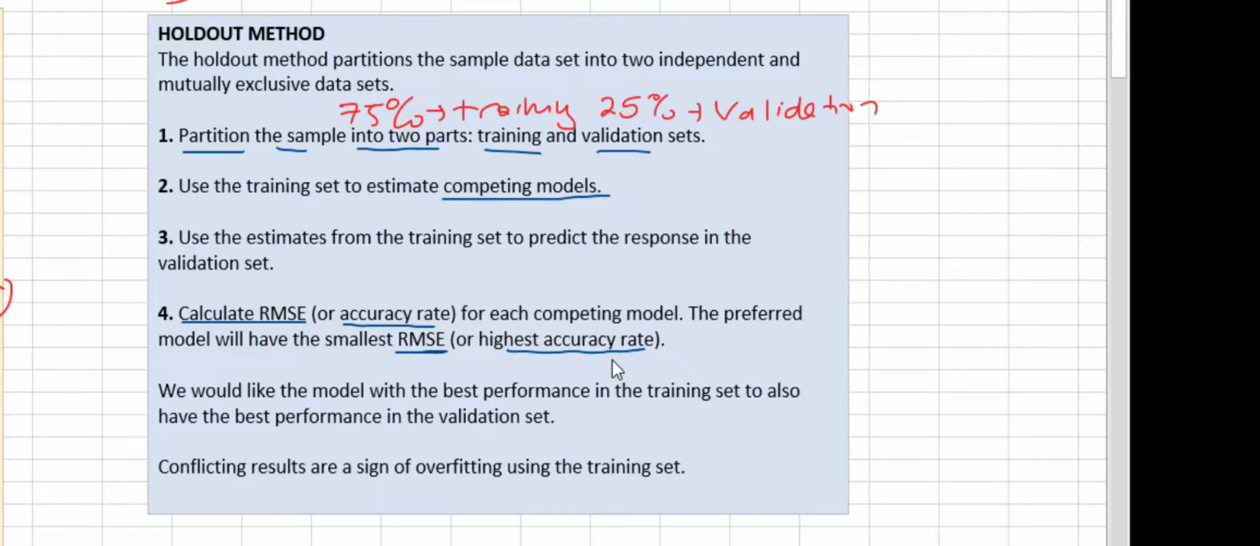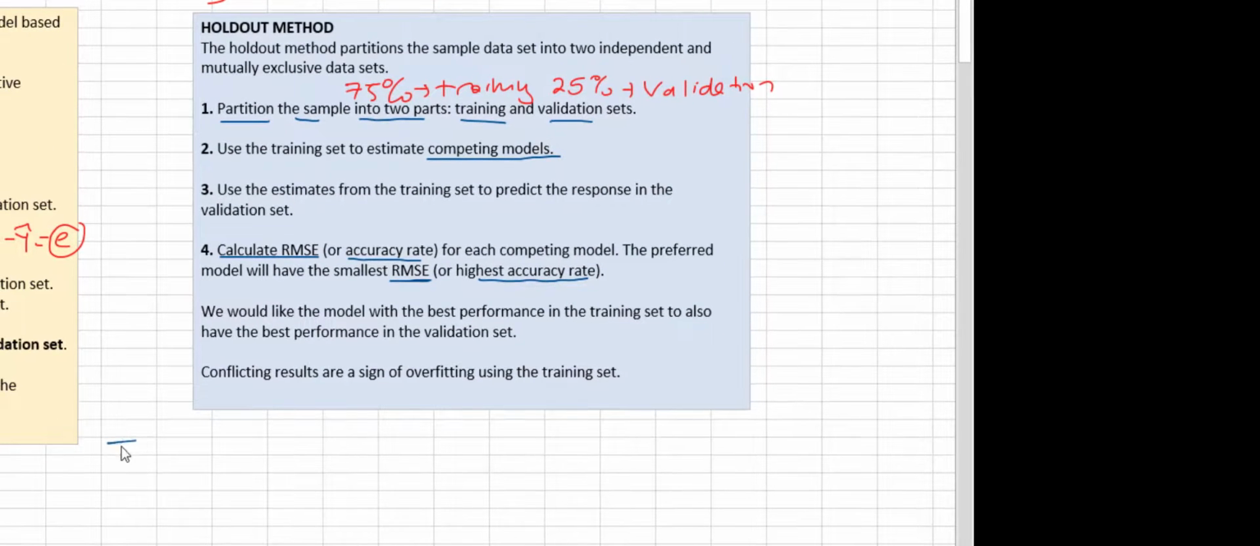Ideally, we would like the model with the best performance in the training set that we measured by adjusted R-square also have the best performance in the validation set. For example, we would like that the linear regression model with the highest adjusted R-square also have the lowest root mean square error in the validation dataset. And if you find conflicting results between the two, then you may have the problem of overfitting. After selecting the best model, we generally re-estimate this model with the entire dataset for making predictions.